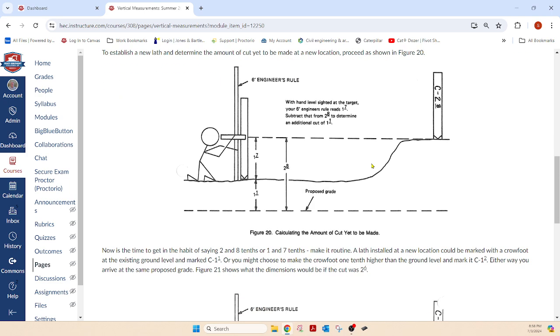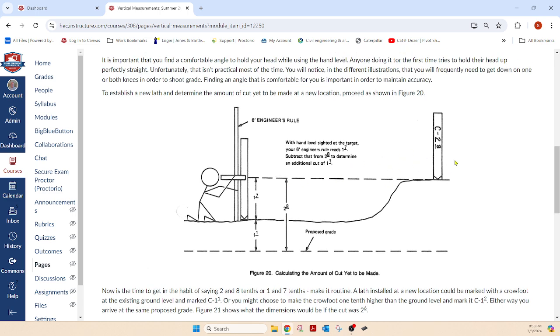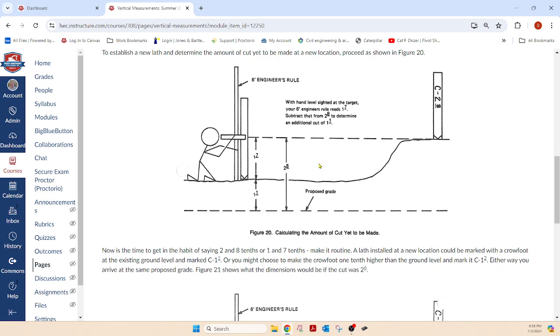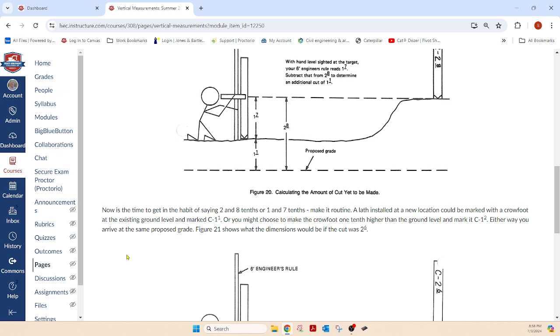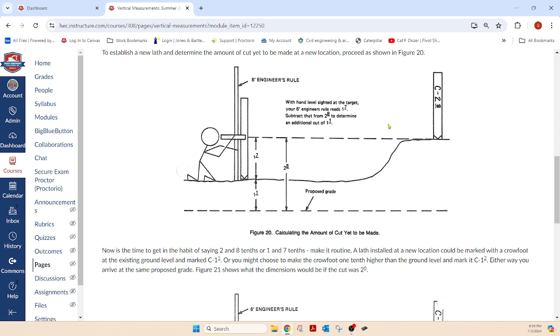Now let's just look at this. Where is, well, 2 and 8/10? I'm going to read this just because I want to. It says, now is the time to get in the habit of saying 2 and 8/10. I'm in the habit of saying 2.8. I need to be saying 2 and 8/10, or 1 and 7/10, not 1.7.